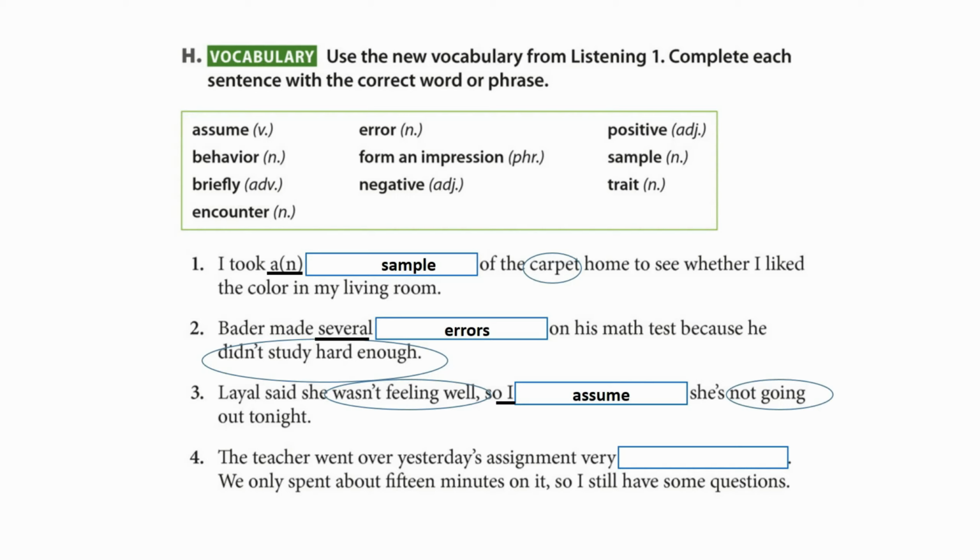Number 4, the teacher went over yesterday's assignment very. We only spent about 15 minutes on it, so I still have some questions. We have very here, which is an adverb. So we're either looking for an adverb or an adjective. We only spent about 15 minutes on it, which means it's a short time. And the best word to suit this is briefly. It has the meaning of a short time.